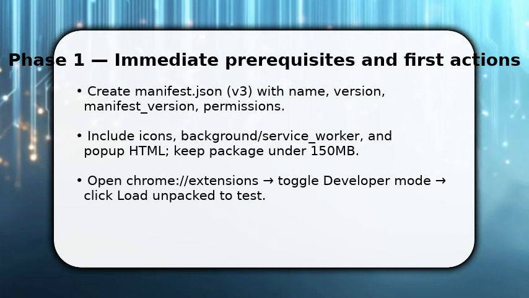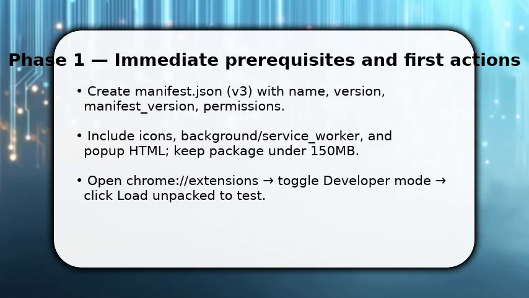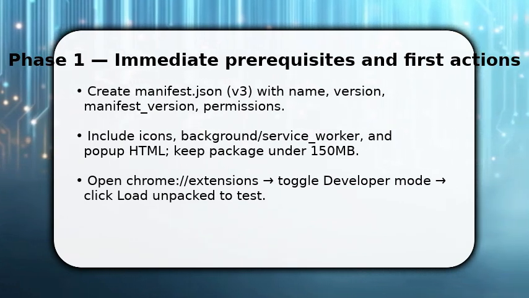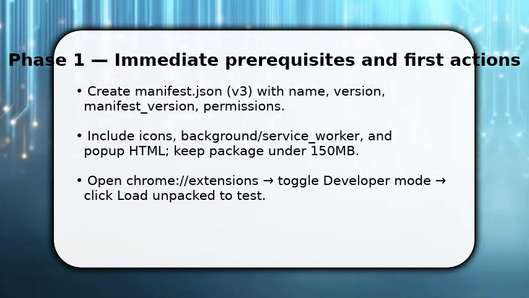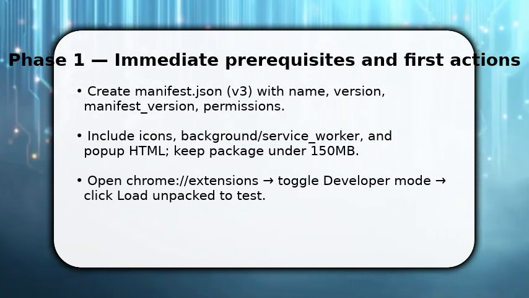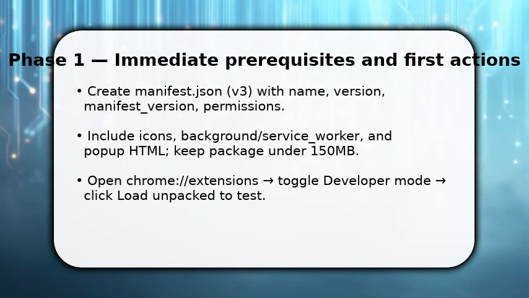Enjoy the video. You start by making a valid manifest.JSON and bundling your assets. This lets Chrome read your extension metadata. Once done, open Chrome, //extensions and enable developer mode because that allows you to load unpacked builds for rapid iteration.